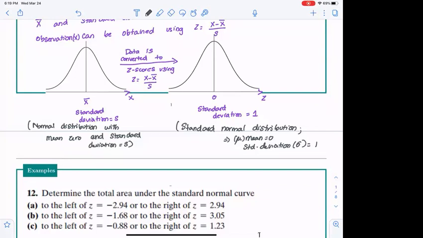Mu is the mean and sigma is the standard deviation. So the mean would be 0, standard deviation is 1. This would simply be the normal distribution of z-scores.